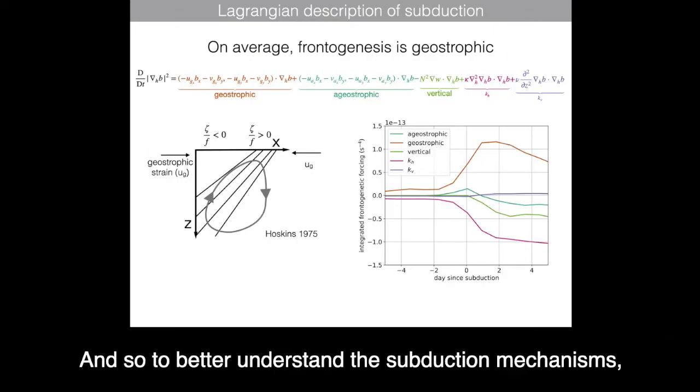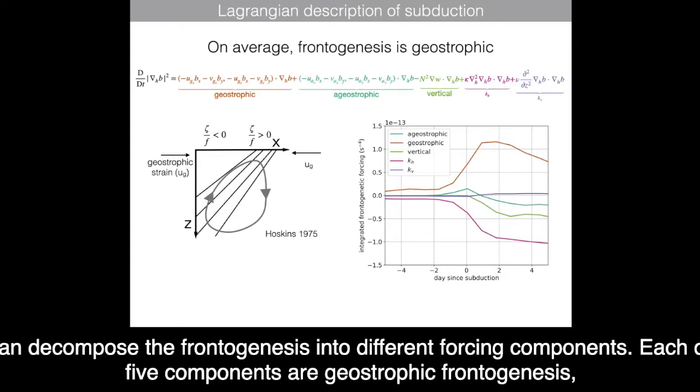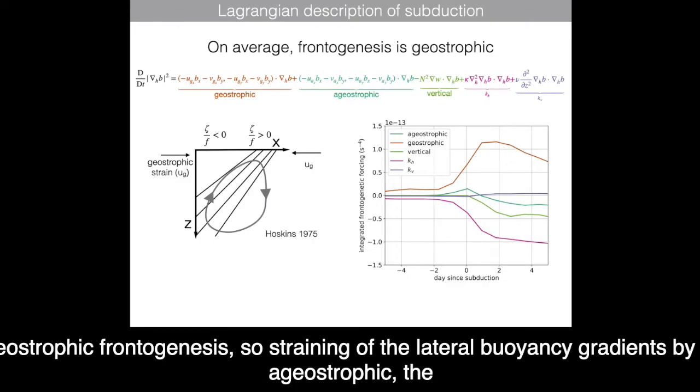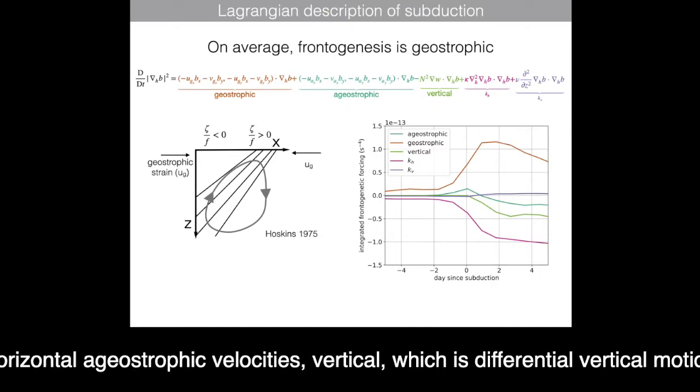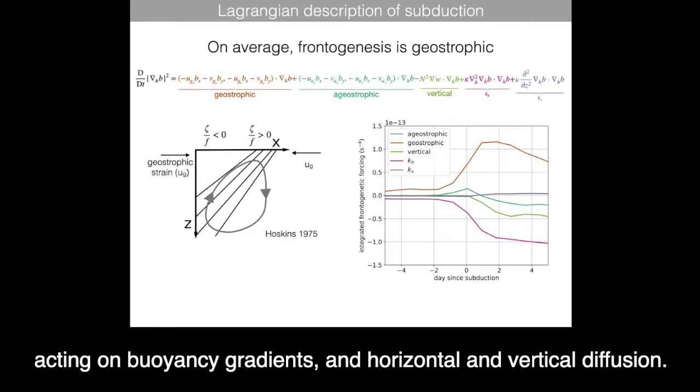And so to better understand the subduction mechanisms, we can decompose the frontogenesis into different forcing components. The five components are geostrophic frontogenesis, ageostrophic frontogenesis, so straining of the lateral buoyancy gradients by the horizontal ageostrophic velocities, vertical, which is differential vertical motion acting on buoyancy gradients, and horizontal and vertical diffusion.